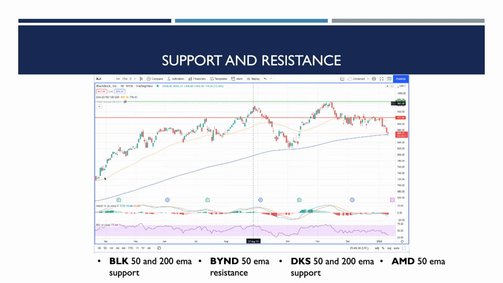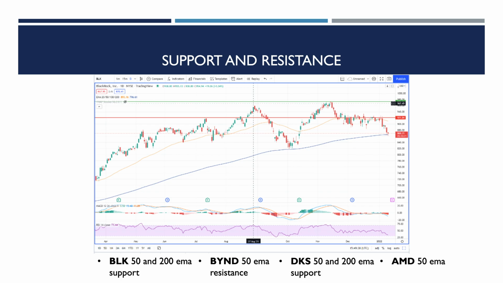As you can see here, it was really riding on that 50 EMA for some time, and then when it broke through, it found some support on this 200 EMA right here, and then it goes up, up, up, finds a little support here, bounces around, drops down, finds some support again at the 200 EMA.